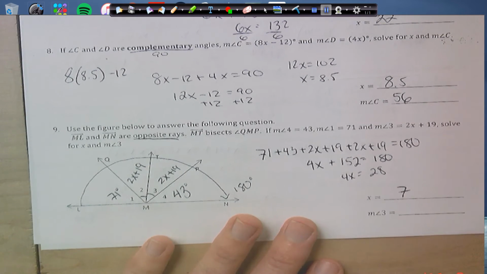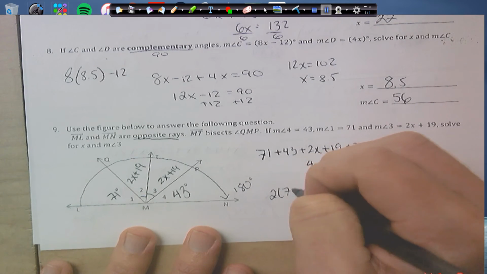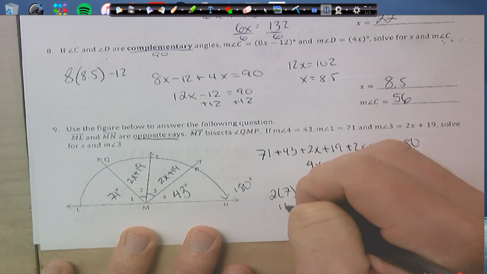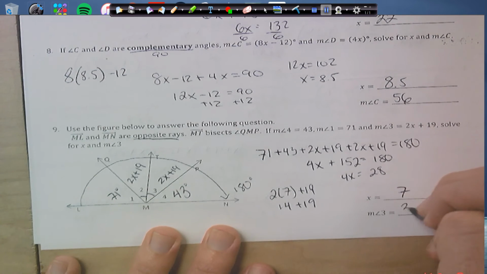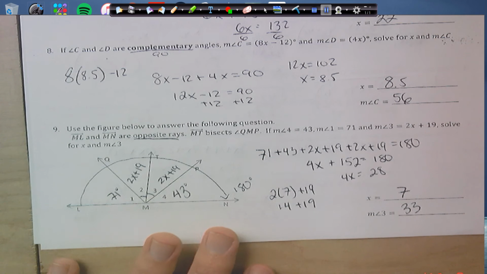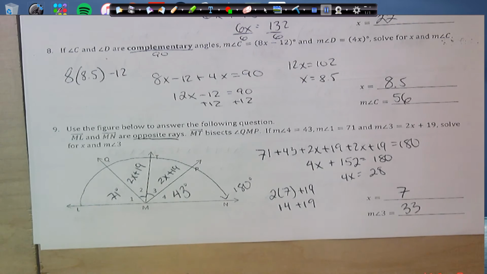Okay, then it asks us to find angle 3. So we just have to do 2 times 7 plus 19. That's going to be 14 plus 19. And 14 plus 19 is 33. Okay. Again, I use the calculator a lot just to double check and back up my answers. It's okay. We can't afford to make small minor mistakes.